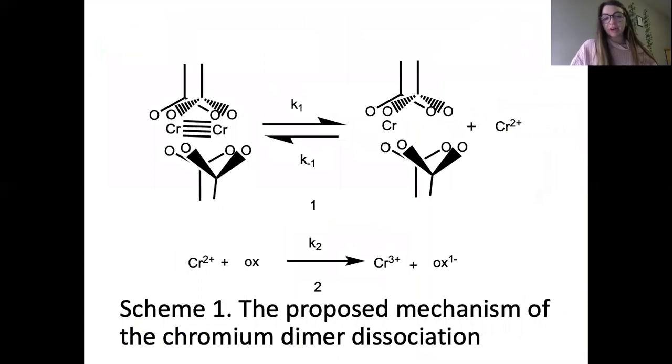So in scheme 1 here, we see our proposed mechanism of the dissociation and oxidation of chromium. So 1 is showing the dissociation of the chromium. So the chromium 2+ pops out of the dimer complex. And we propose that K1 is our slow step or our rate determining step for this reaction. And then 2, we see chromium 2+ reducing that oxidant and becoming chromium 3+. And we think that K2 is a fast rate constant in comparison to K1. So this is our fast step.